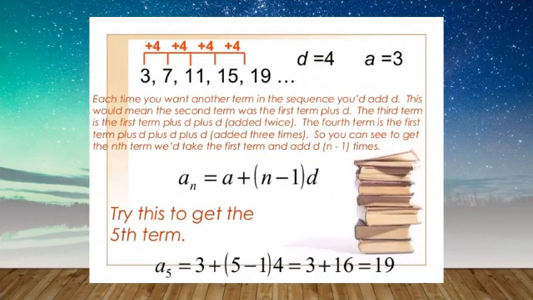Another example, here we have the sequence 3, 7, 11, 15, 19 and so on. So the first term a is equal to 3 and the common difference d is equal to 4.